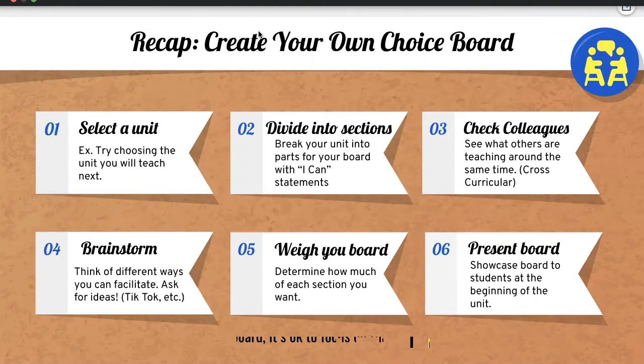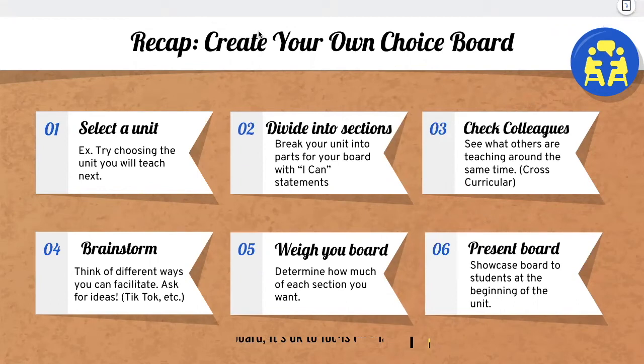Once you fill out your board, you wanna weigh your board to ensure that your students are doing all the different kinds of activities that you want them to do. And then you're gonna present the board at the very beginning of the unit, allowing students the maximum amount of time to get excited about the learning, to start jumping ahead and working on their projects and turning stuff in.